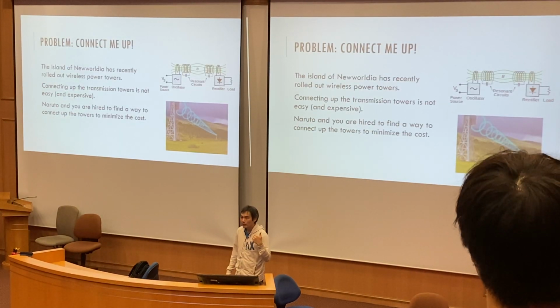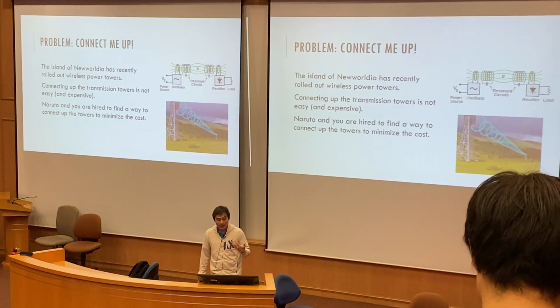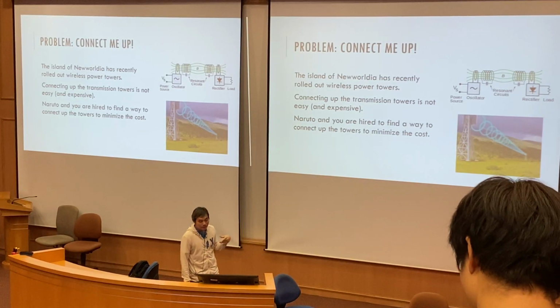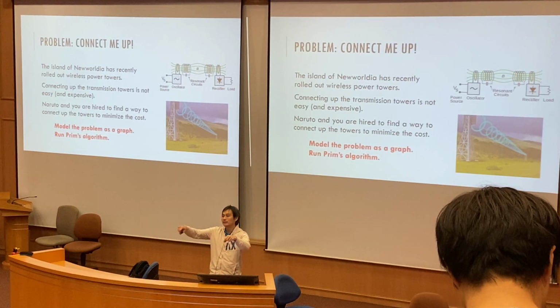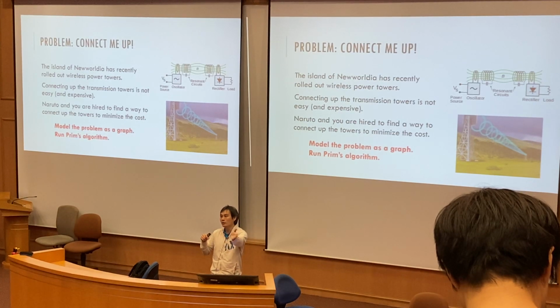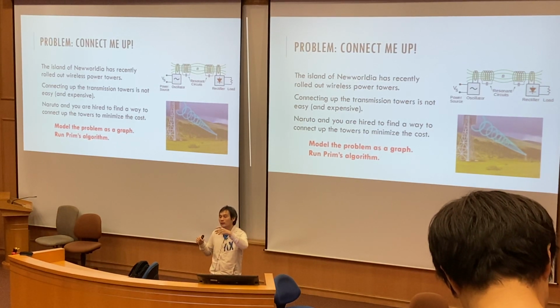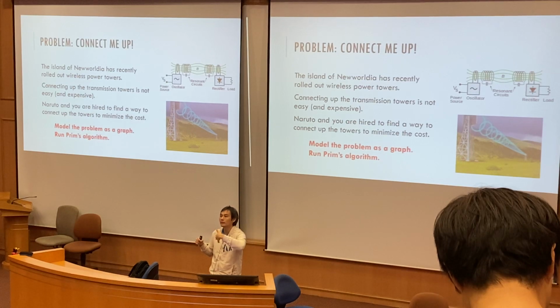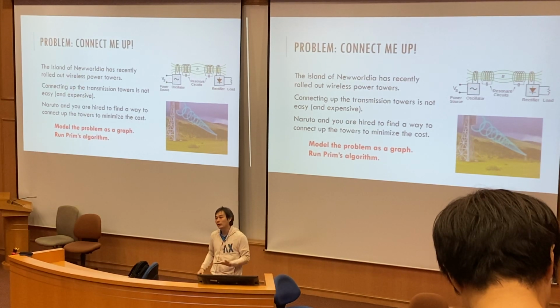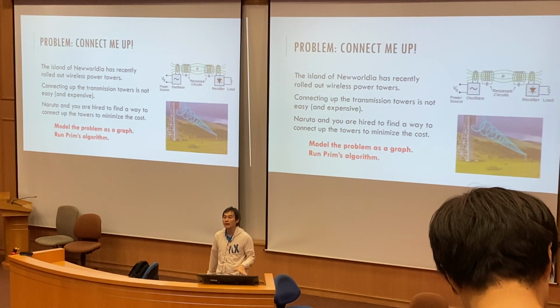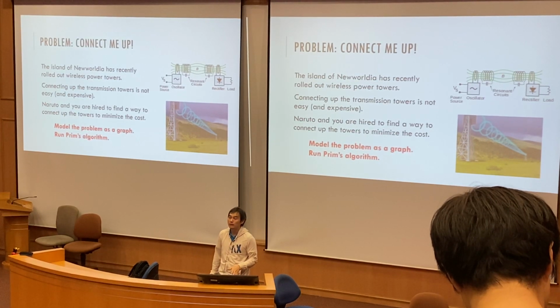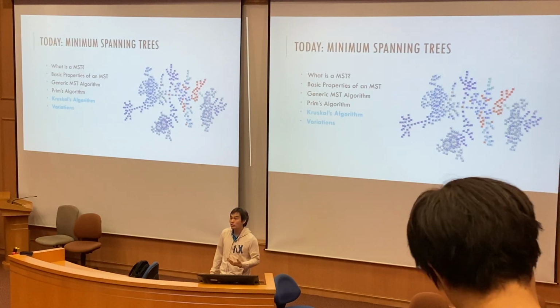Alright, so we're done with this problem actually. It's very simple. If you were actually hired to do this job, all you need to do is model the problem as a graph. You model all the little transmission powers as nodes, and for each outgoing node, you have an edge to all the other nodes with some cost, and then you construct the minimum spanning tree, and you're done. Just run Prim's algorithm, and you're done in E log V time. So that's it. That's minimum spanning trees.